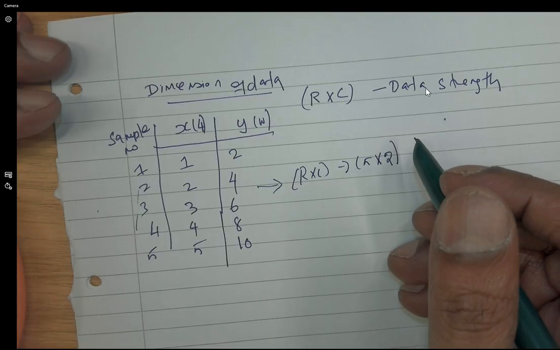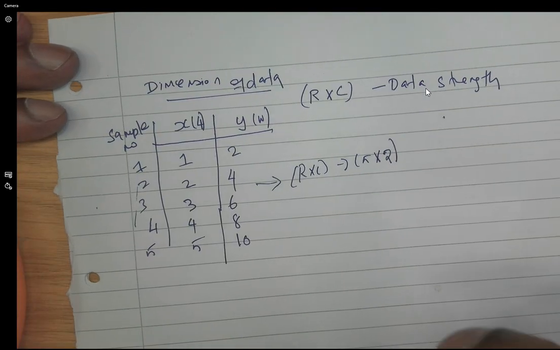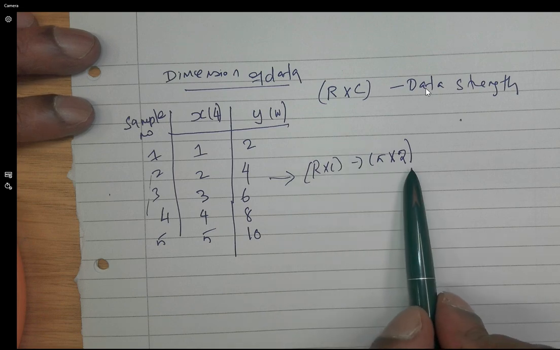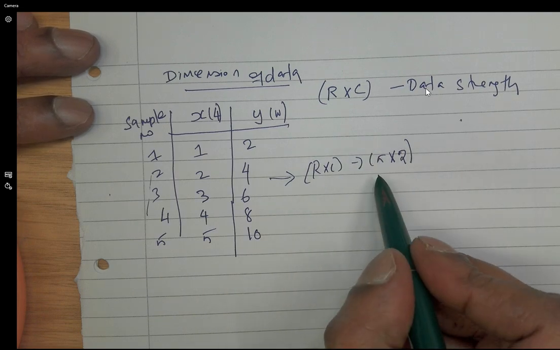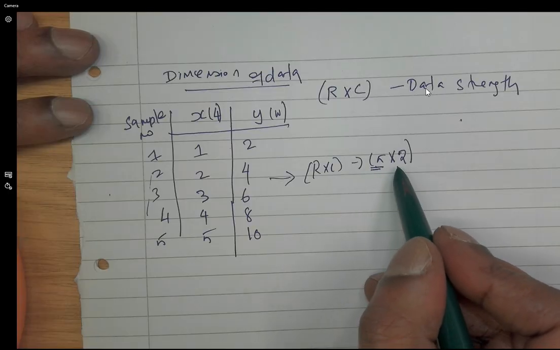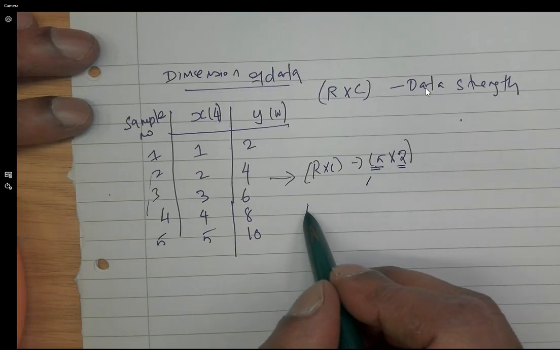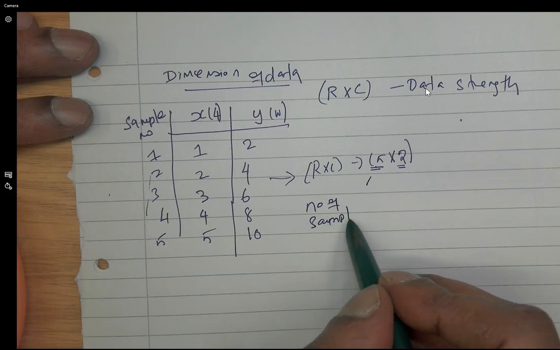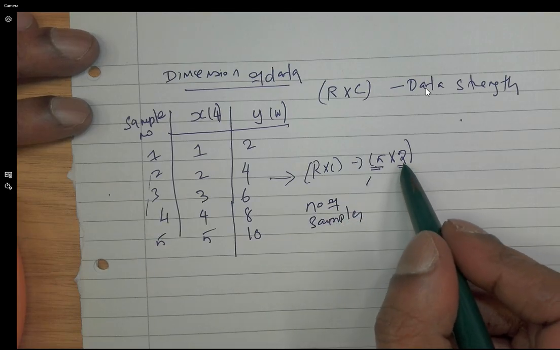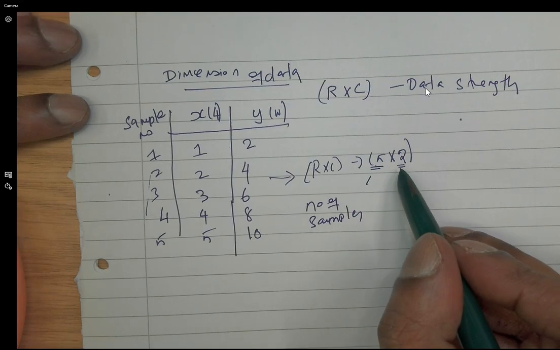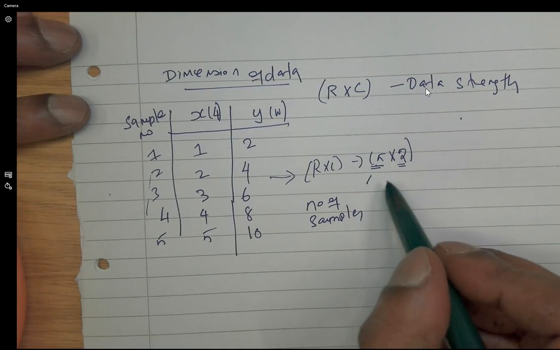Something else you have to remember, though we are still not going into the rules of PCA: if you have 5 multiplied by 2, the 5 refers to the number of samples, which is the number of rows, and the 2 refers to the number of columns.